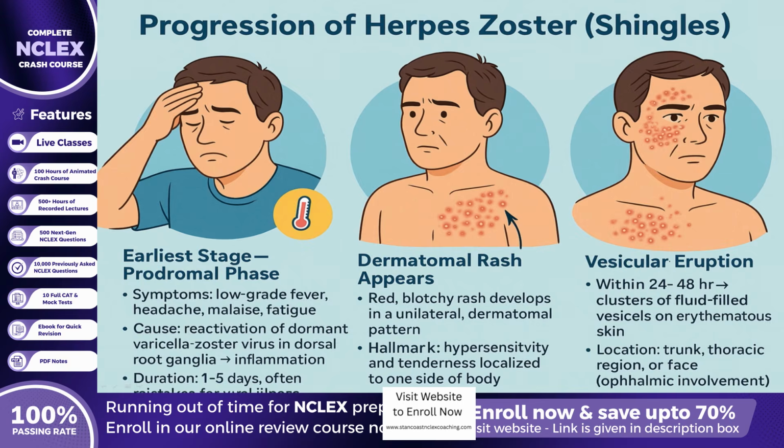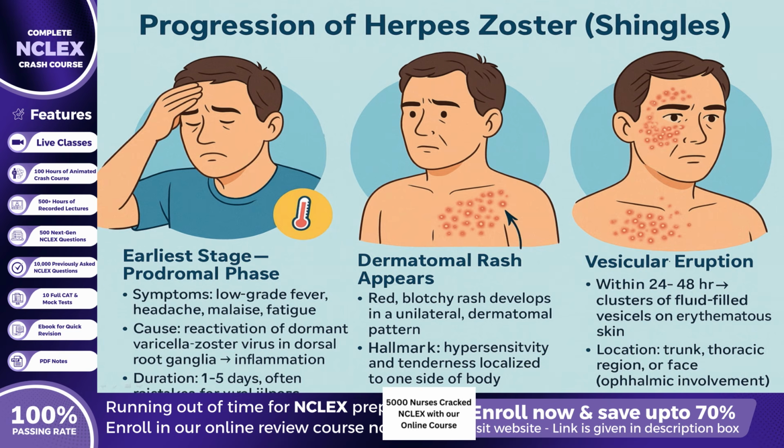To begin with, the earliest stage of shingles is the prodromal phase, where nonspecific systemic symptoms such as low-grade fever, headache, malaise, and fatigue appear. This is option 2. These vague symptoms are triggered by the dormant varicella zoster virus reactivating within the dorsal root ganglia, leading to inflammation before the rash manifests. This stage usually lasts 1 to 5 days and may initially be mistaken for a simple viral illness.